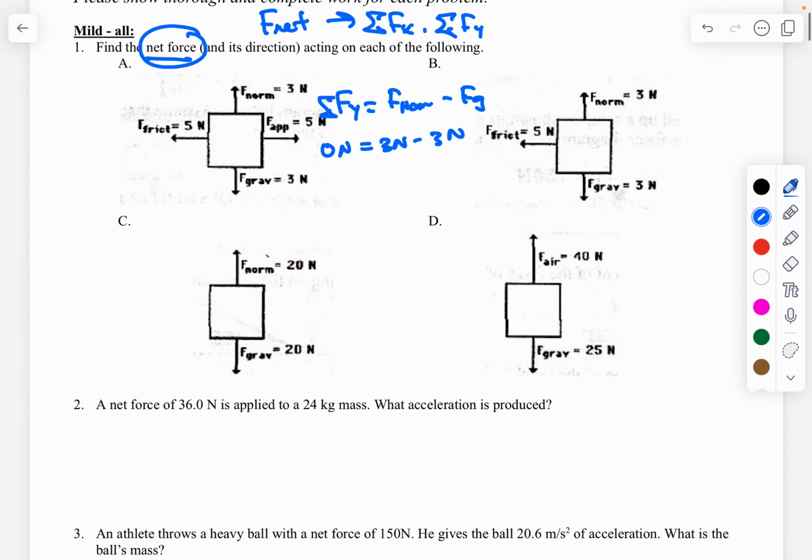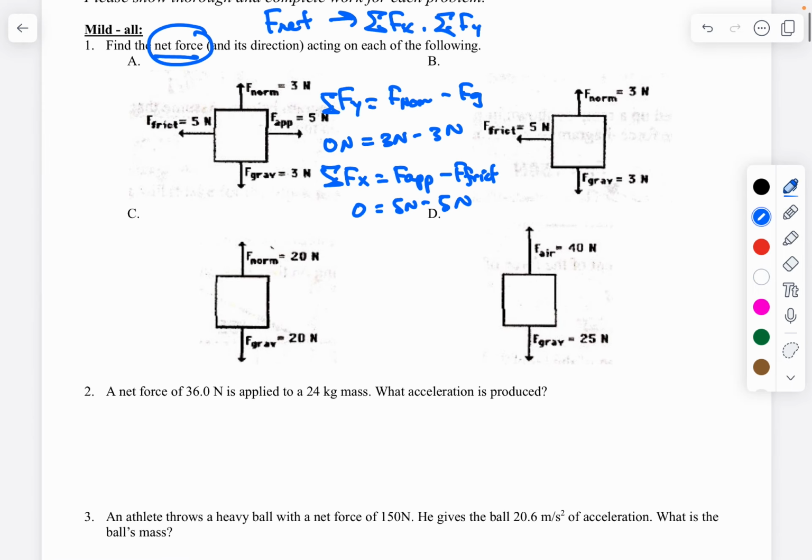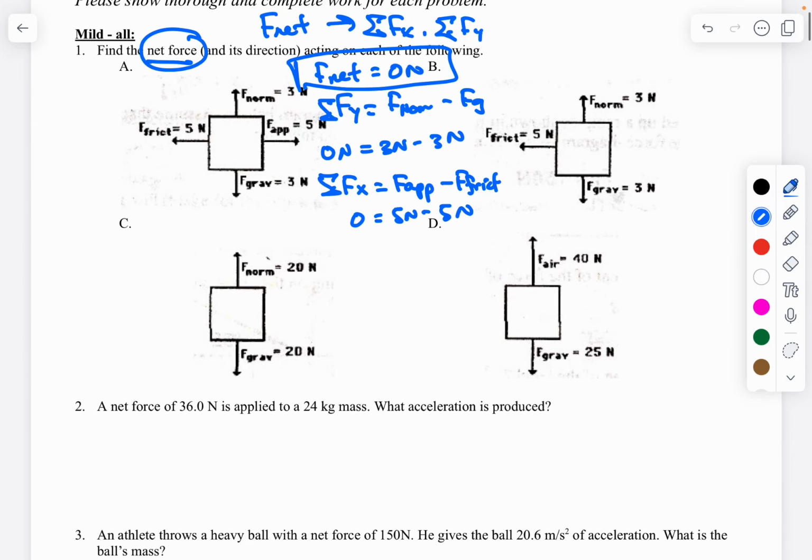Now if we look at all the forces in the x direction, you probably already know what it's going to be. F applied is going to be subtracted from F of friction. Right, so that's going to be 5 newtons minus 5 newtons, so that's also equal to 0. So what's the net force here? Well, the net force, F net, equals 0 newtons. Okay, just like that. Let me box it. Okay, so that's 1A.